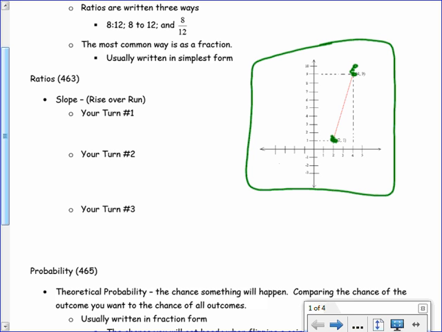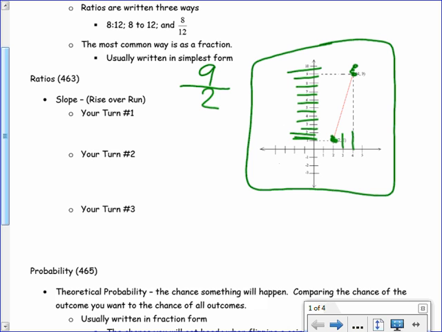Okay? And we rise how many places starting here? 1, 2, 3, 4, 5, 6, 7, 8, 9 places. So the rise is 9, and the run is from here to here, 1, 2. 2 places. So our rise over run would be 9 over 2.